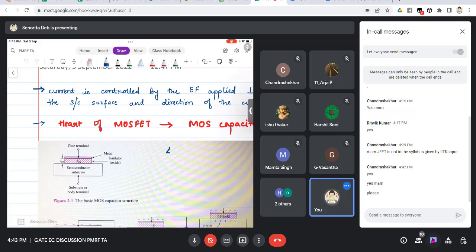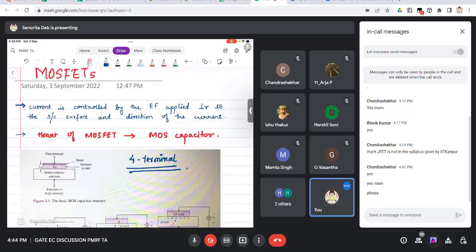So MOSFET is basically a 4 terminal device. Remember this. The operation can be controlled with the body terminal also. The current is controlled by the electric field applied perpendicular to the semiconductor surface and direction of current. This is just the same as JFET. In JFET also the current is controlled by the electric field applied perpendicular to the semiconductor.